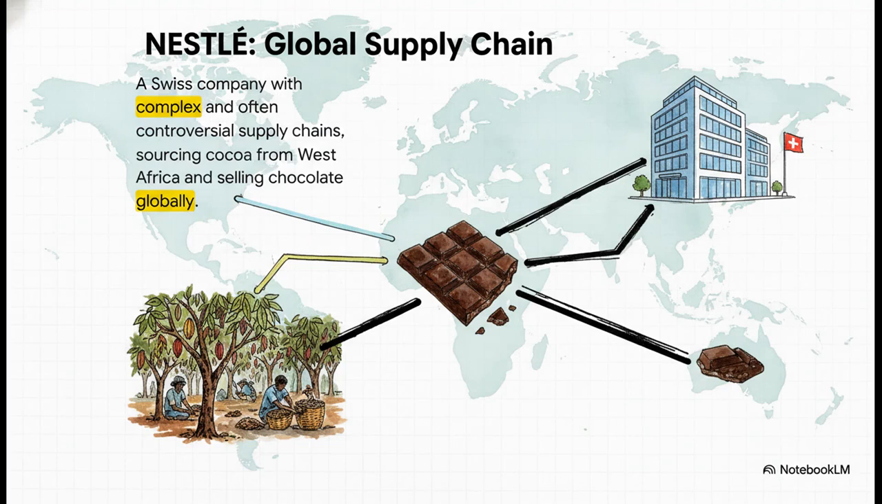So let's take Nestle. It's a Swiss company, right? But think about just one product, like a chocolate bar. The supply chain for that is just mind-bogglingly complex. You've got cocoa being sourced from West Africa, for example. And while that global reach is incredibly powerful, it also opens up all these really tough questions about labor, about conditions, which is why these supply chains can get so controversial.